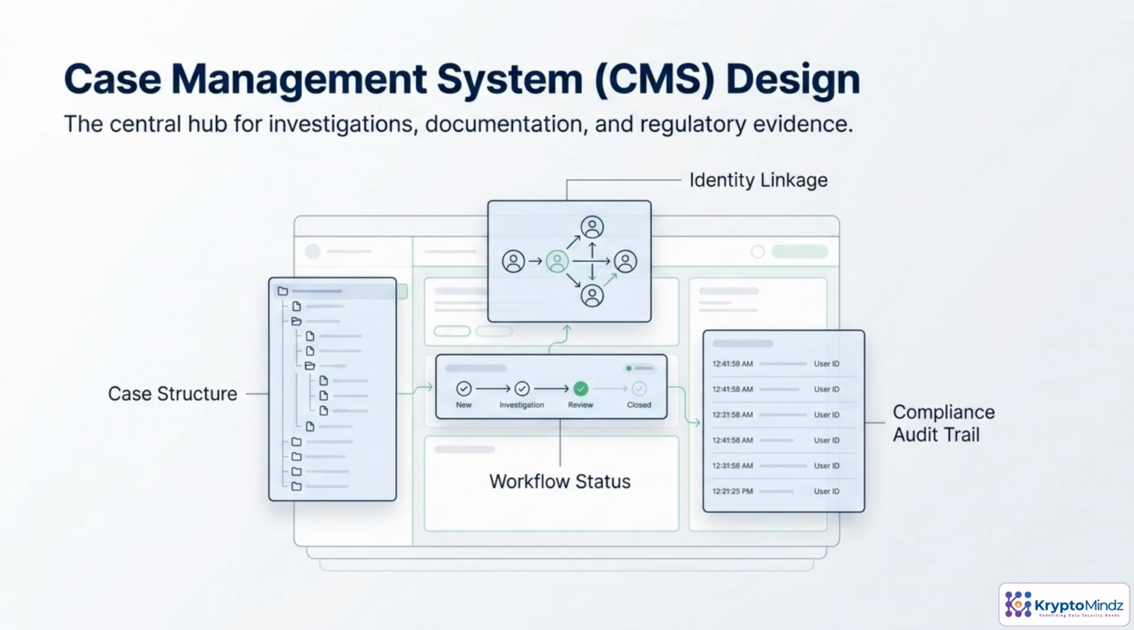A good AML case management system is your control room. First, it needs a flexible case structure. One case can group alerts, customers, accounts, and documents so investigators see context, not isolated events. Second, workflow states must be explicit and enforced by the system, not by spreadsheets or email. That's how you get consistent handling and clear SLAs. And third, every action must land in a compliance-grade audit trail, tightly linked back to verified identities.